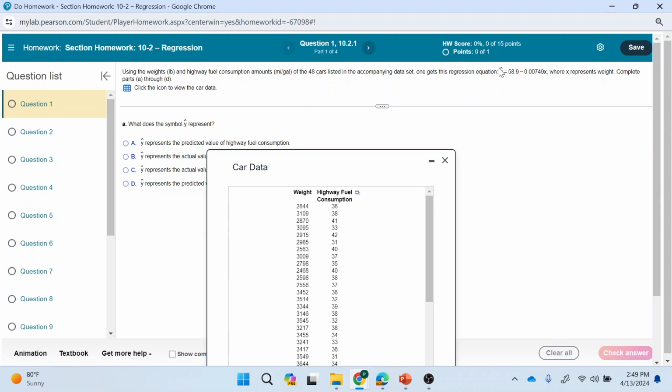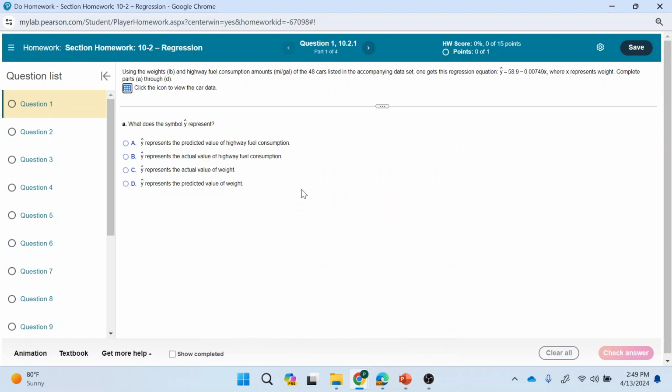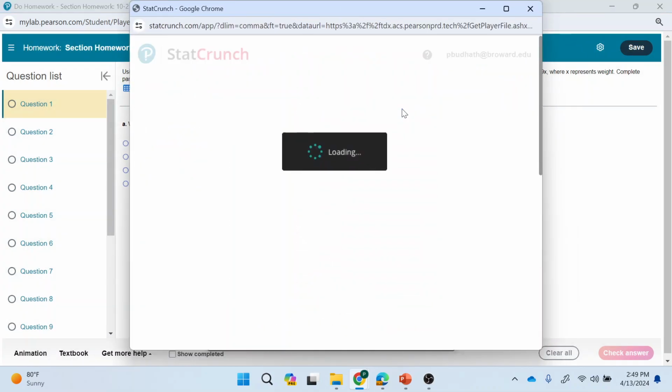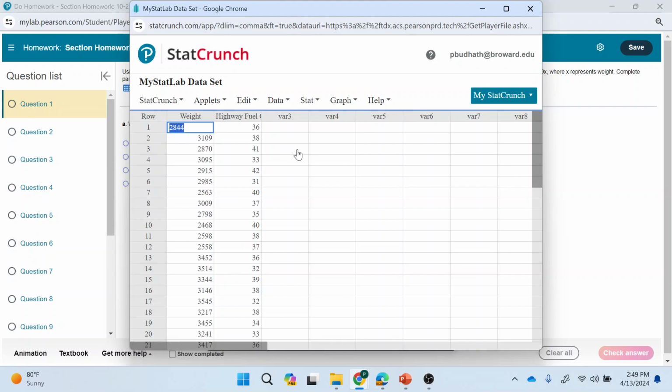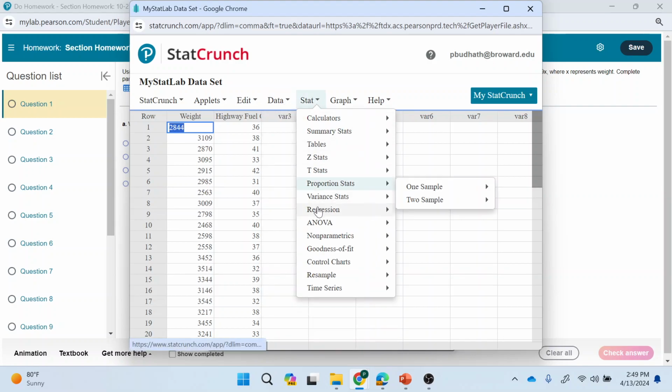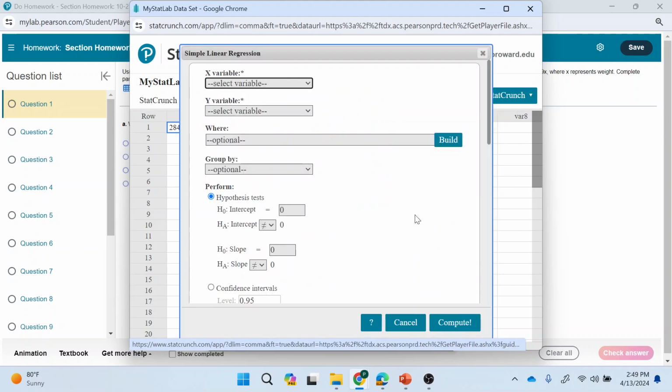This is the regression line we found. How did we find it? I'm going to show you that in the next problem, or maybe I can just use this data. To find this regression line, you have to open the data in StatCrunch the way we did in section 10.1. Go to Stat, go to Regression, and choose Simple Linear.